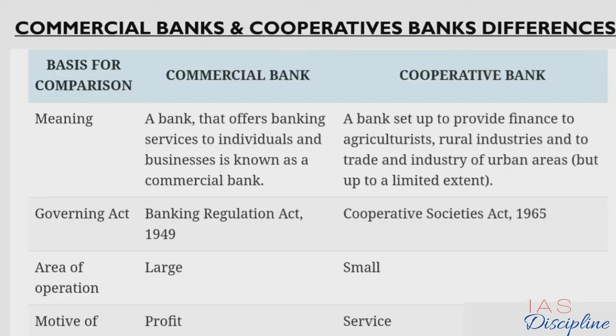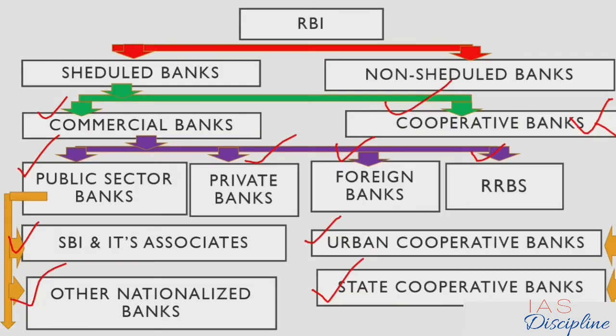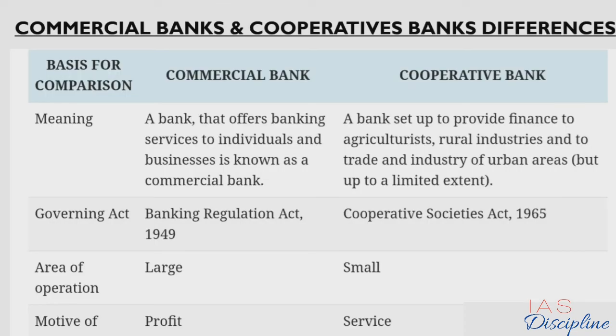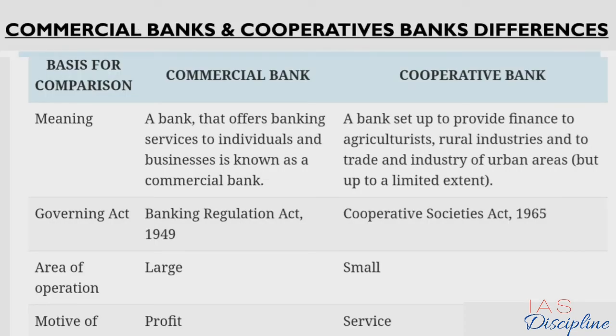Now coming to the difference between commercial banks and cooperative banks. See friends, here you see the commercial banks and cooperative banks. Now we will see the differences between these two banks. Now coming to the meaning first. Commercial bank: a bank that offers banking services to individuals and businesses is known as a commercial bank. Okay.